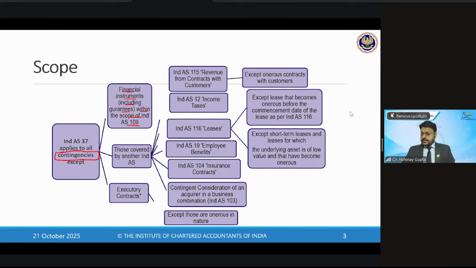Okay. Then there are certain other contingencies as well, which are covered by some other standards, right? What are those? For example, Ind AS 115, revenue from contracts with customers, right? So there are certain contingencies dealt with there as well. Whether the contract with the customer is executory or onerous, right? So if it becomes onerous, then only Ind AS 37 comes into play, right?